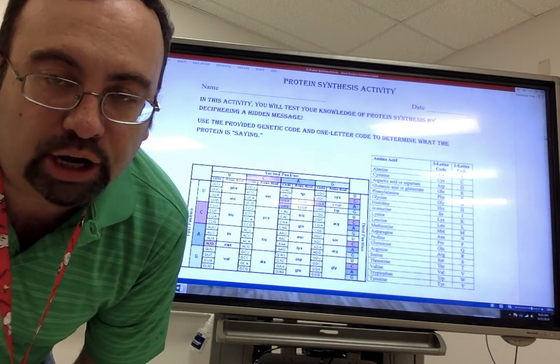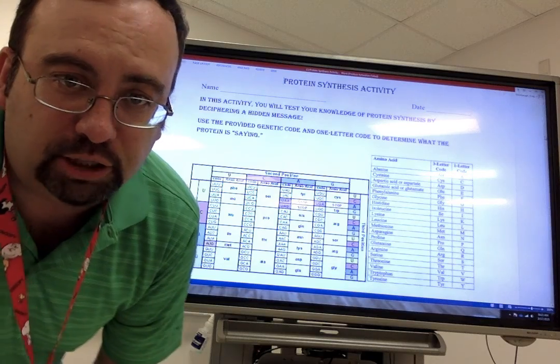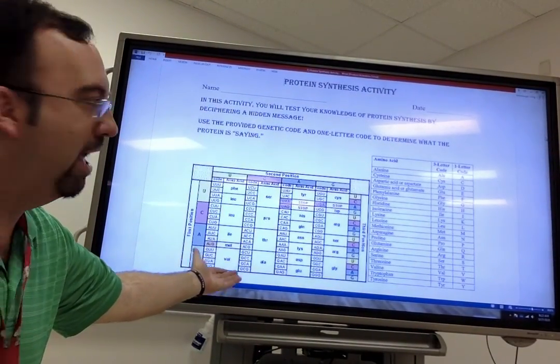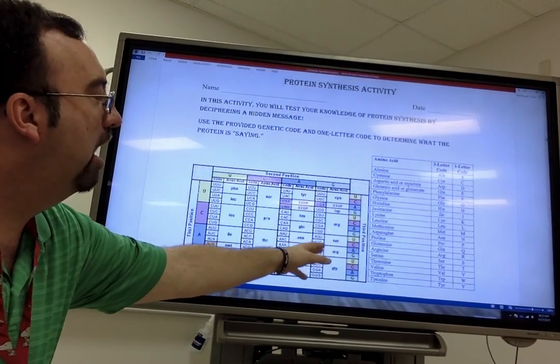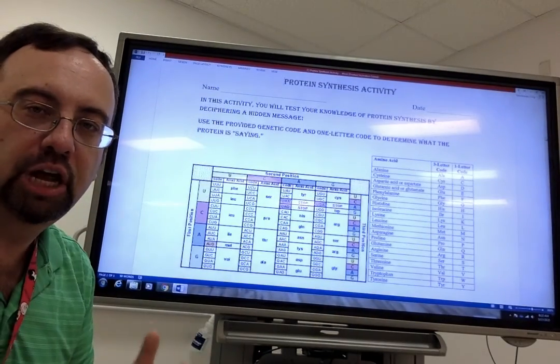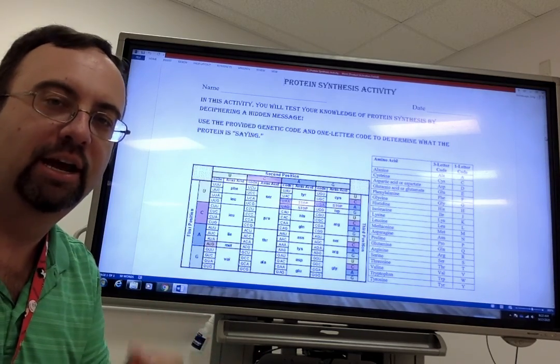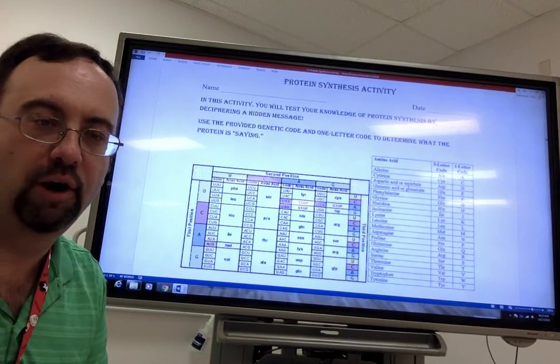And so we're going to use two things to help with this. First of all, if you remember from yesterday, we have our genetic code, and then we also have on the right side a one-letter code, which is used by biologists in order to make it a lot easier to read the different parts of both DNA and RNA.